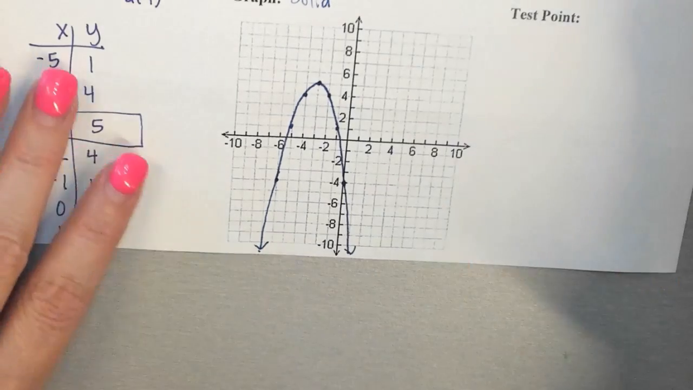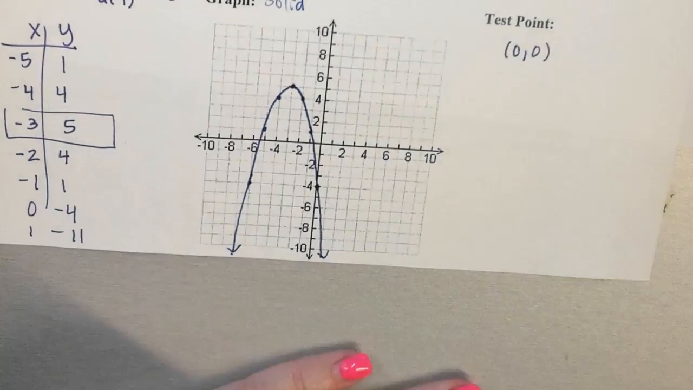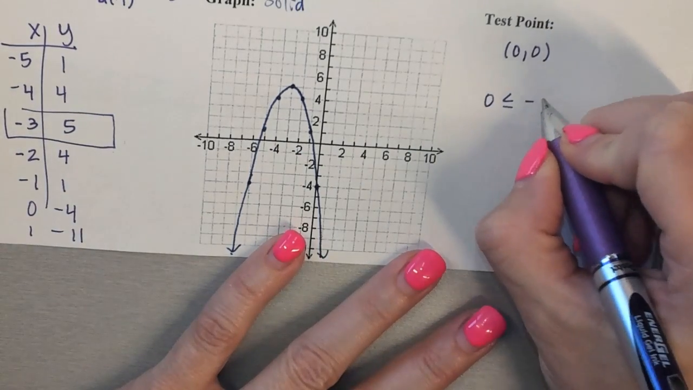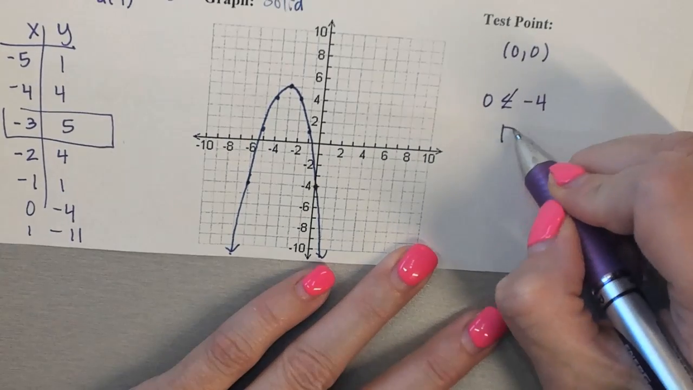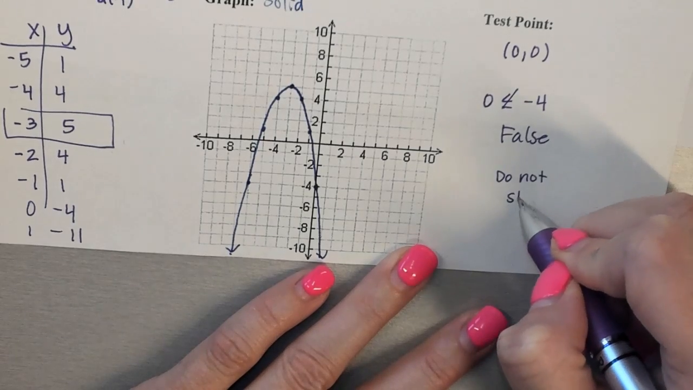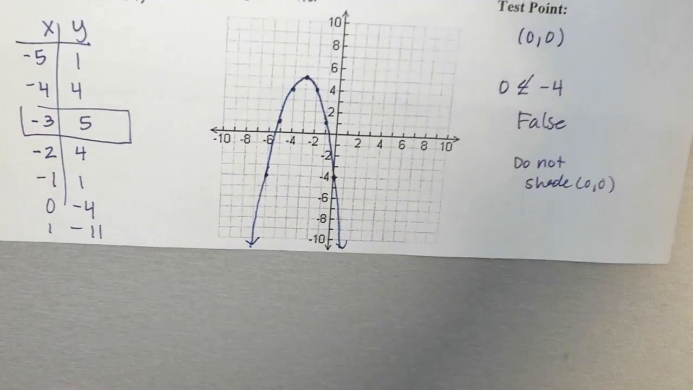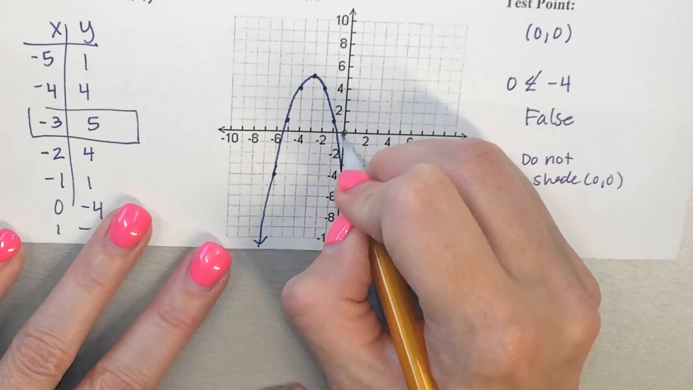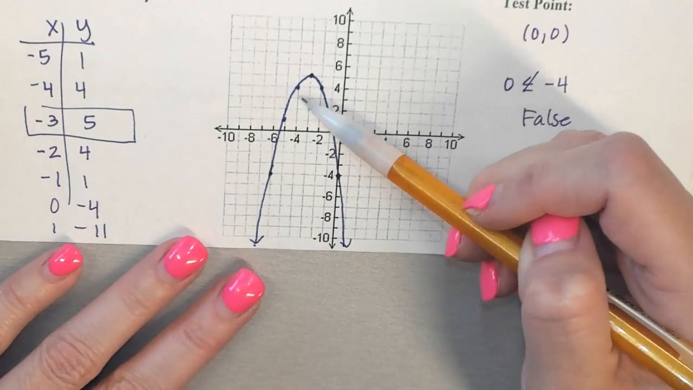You're going to need this because based on your test point, you should be shading inside for this. So if 0 is less than or equal to negative 4, that is false. So we do not shade 0, 0. And in this case, that would be inside. Here 0, 0 was inside, here 0, 0 was outside. So now when it's false, we're going to shade the inside.